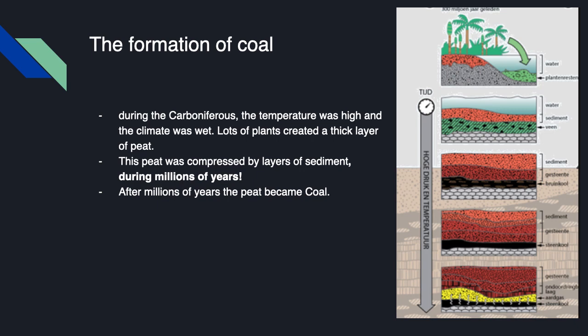And during the Carboniferous, the temperature was high and the climate was wet. So there were lots of plants in India. And they created a thick layer of peat.